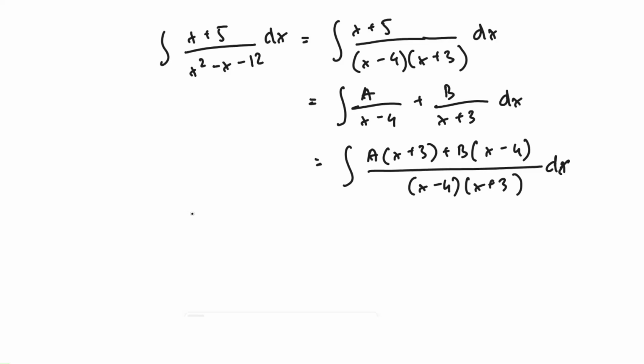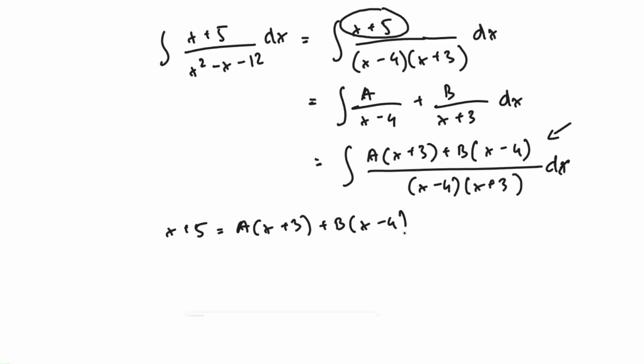Okay, so we have the bottom, and the bottom is the same, right? So we're going to compare the top. This is the top of the original, and this is the top of the one we made. We're going to let the two of them equal each other, because we want to compare them. So we have x plus 5 equals A times x plus 3 plus B times x minus 4, right? So that is equal to Ax plus 3A plus Bx minus 4B.